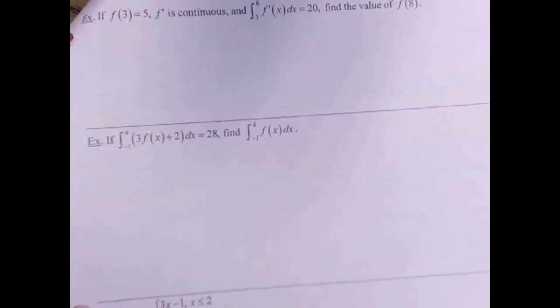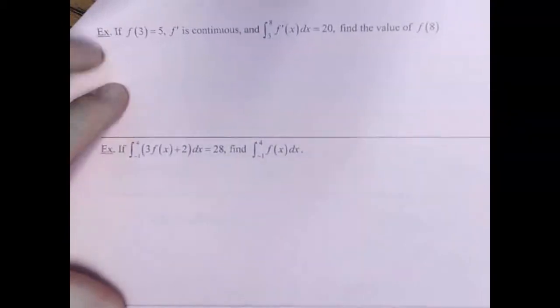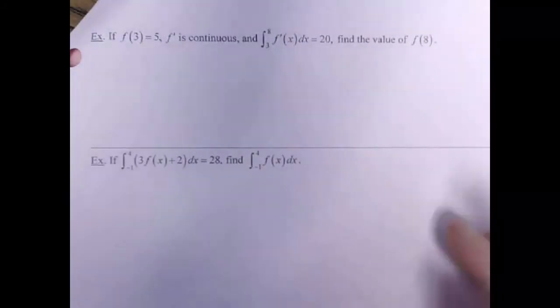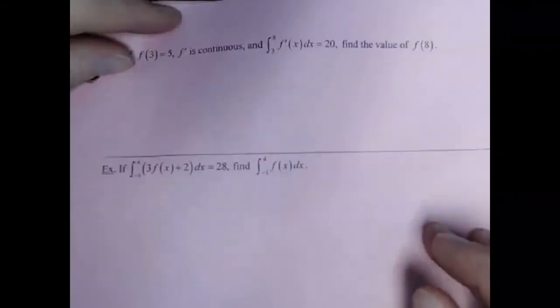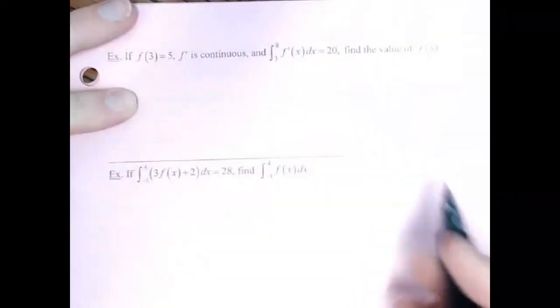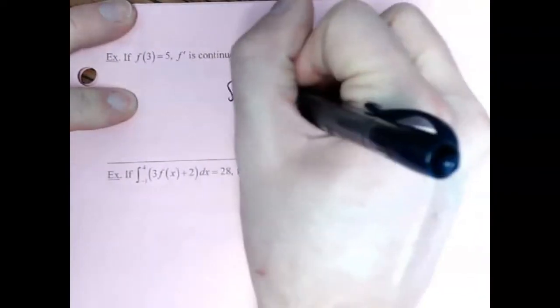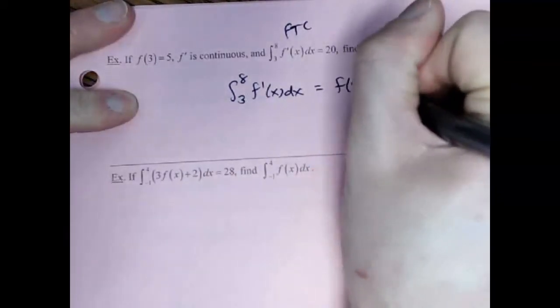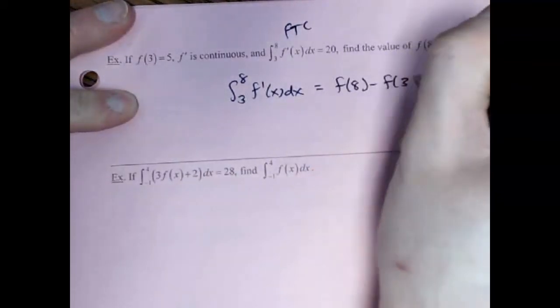3 more examples and then we'll be done with this video. If f of 3 equals 5, f prime is continuous, and then it says the integration of f prime is 20. Find the value of f of 8. You're like, okay, that doesn't seem too bad. Well, here it's giving me some integration of f prime. So let's think about my fundamental theorem of calculus. I know if I integrate f prime, that would be equal to f of 8 minus f of 3.